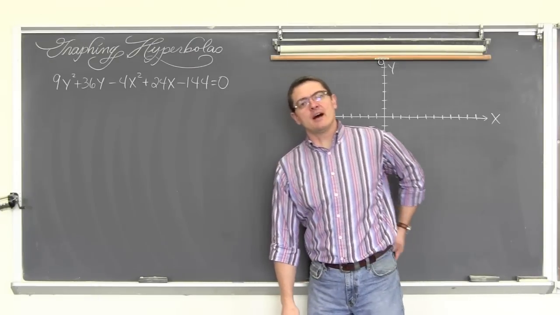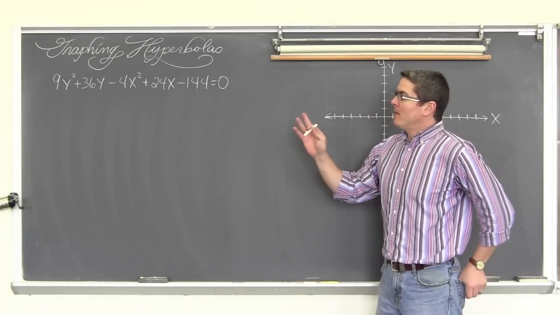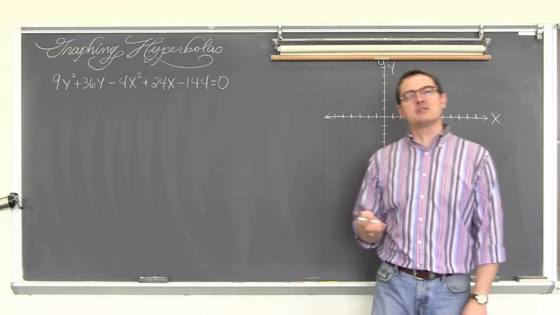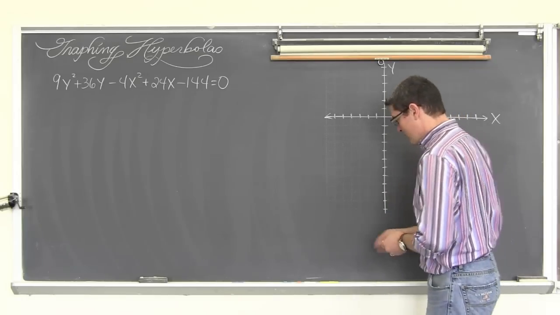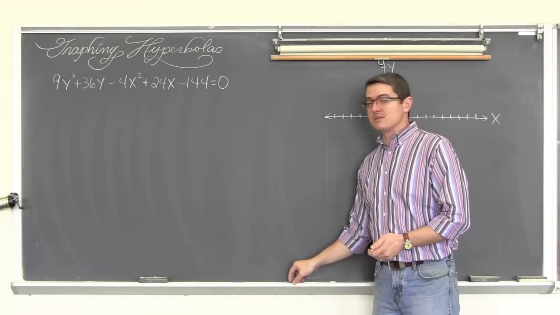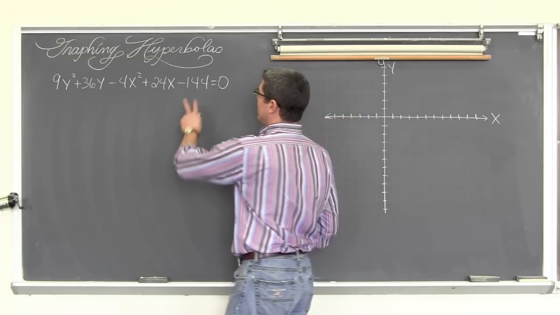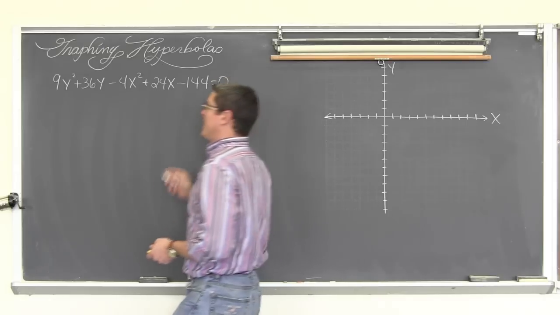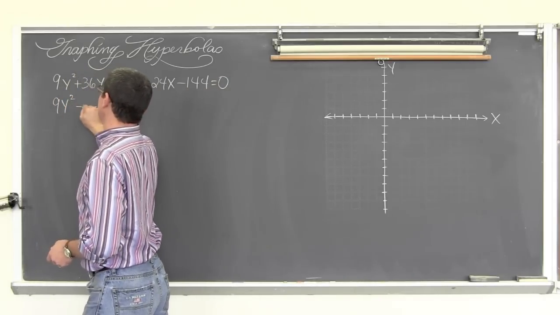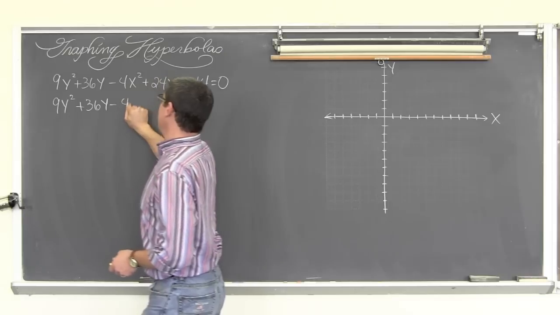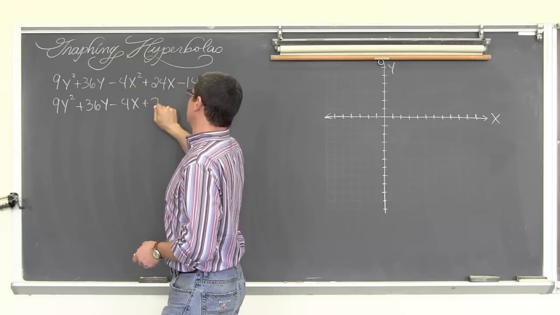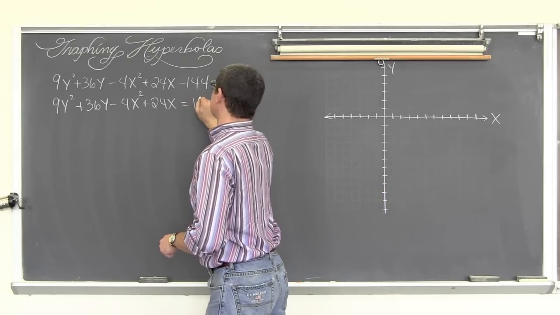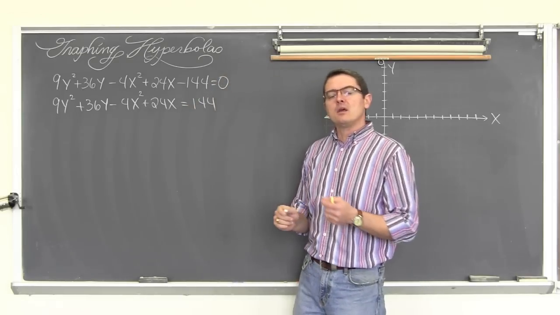For our last example, we have a hyperbola in general form, but we have single degree terms in both the x and y variables. So we're going to have to complete the square twice to get this into standard form, just like we did with ellipses. So we're going to move our constant over to the other side of the equation. We're going to add 144 to both sides and get 9y squared plus 36y minus 4x squared plus 24x equals 144.